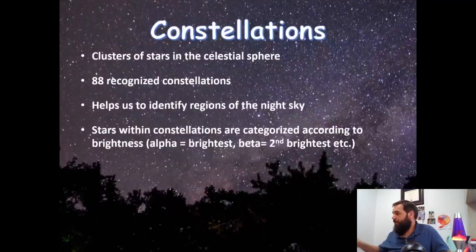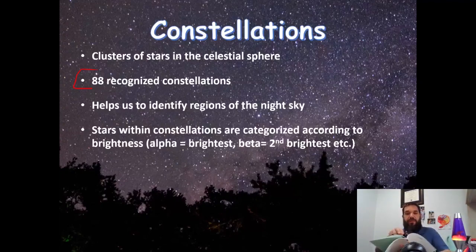So one thing I wanted to talk about a little bit more is constellations. Constellations are clusters of stars. We have right now 88 recognized constellations, and constellations are great because they help us map out the night sky. When you look at the night sky, you can figure out where you are based off of what constellations you see.